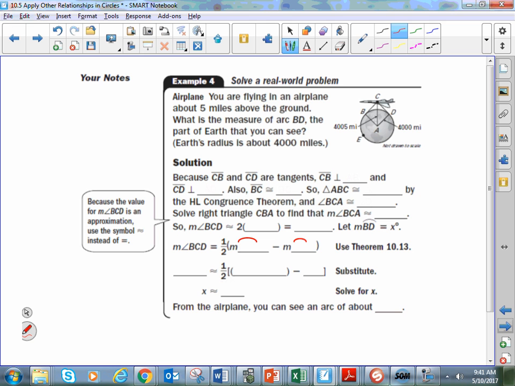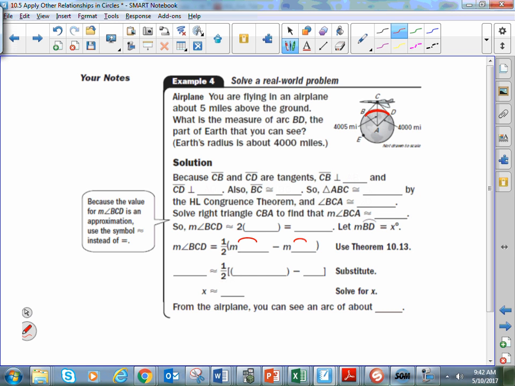Here we're going to solve a real world problem. This is a really good application question, something that you probably won't do personally in your lifetime, but that's okay. Somebody at some point, I'm sure, had to think about it besides a textbook author that came up with a question. So here we have a plane that's flying around the world and we want to know what part of the Earth can you see? Meaning from arc B to D, how much of this can you see?